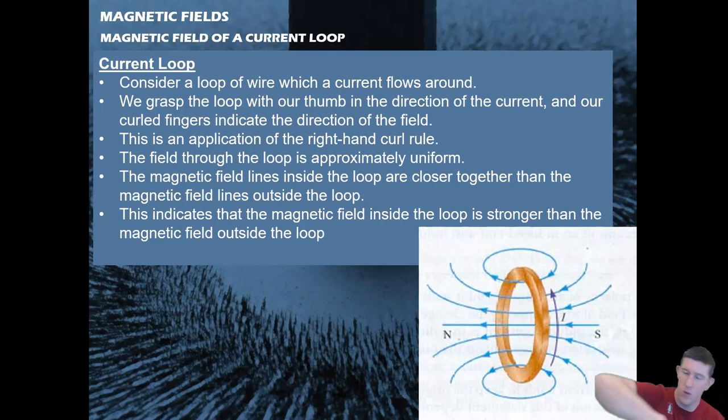As we move our hand around, the loop direction continues. So you can see no matter where you are on this loop, your fingers are curling towards the left, and we would say this is the south. The field through the loop is approximately uniform. Magnetic field lines inside the loop are closer together than the magnetic field lines outside the loop. This indicates that the magnetic field in the loop is stronger than the magnetic field out of the loop.